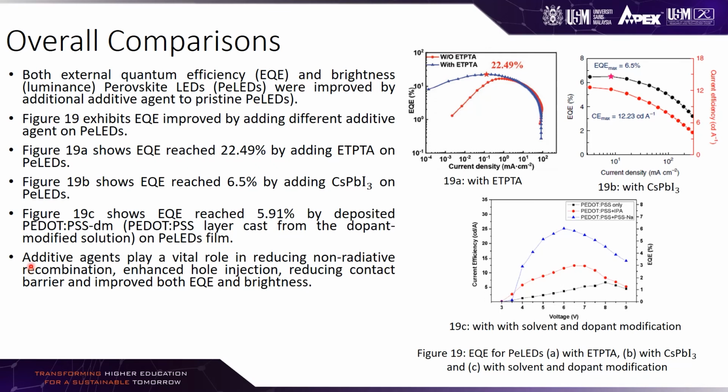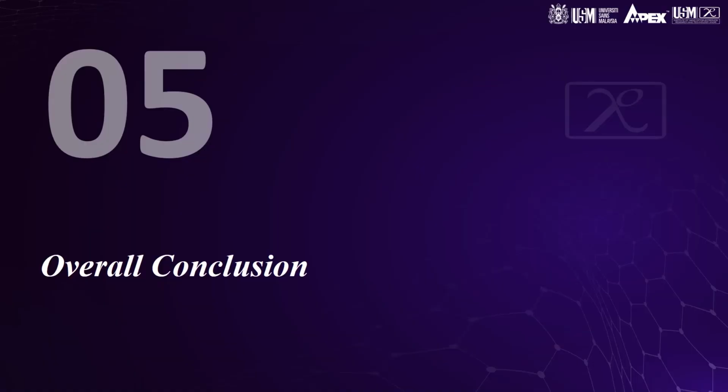Additive agents play a vital role in reducing non-radiative recombination, enhancing hole injection, reducing the contact barrier, and improving both EQE and brightness. Overall conclusion.